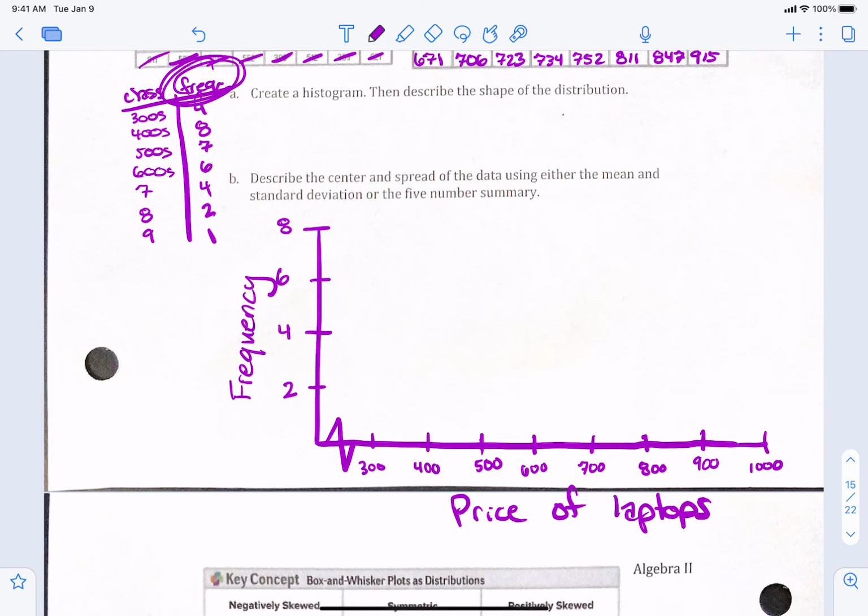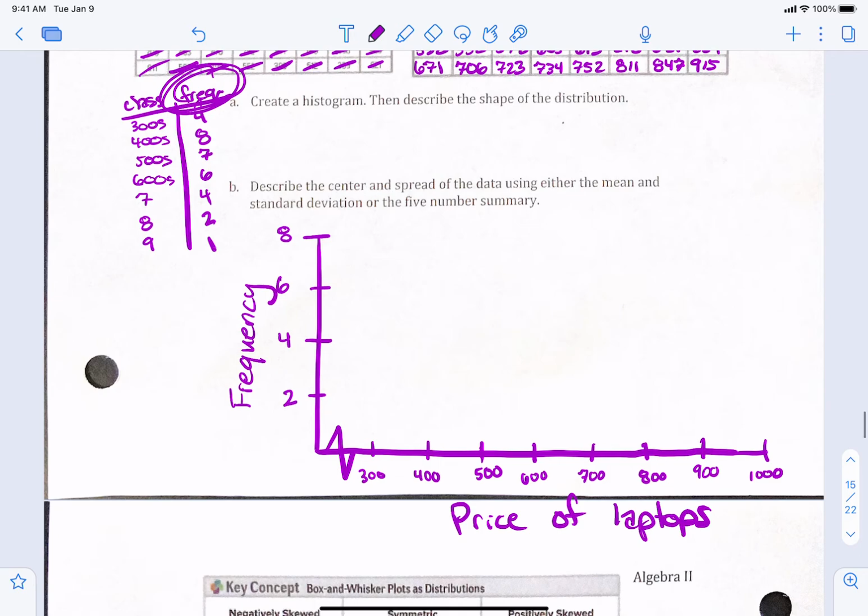Okay. Frequency. All right. So just plot them. There are 4 in the first category.